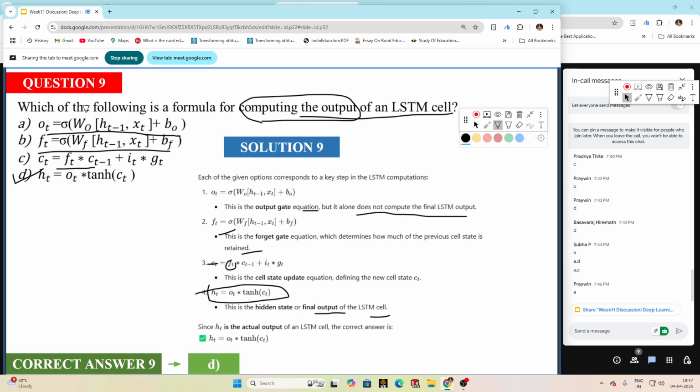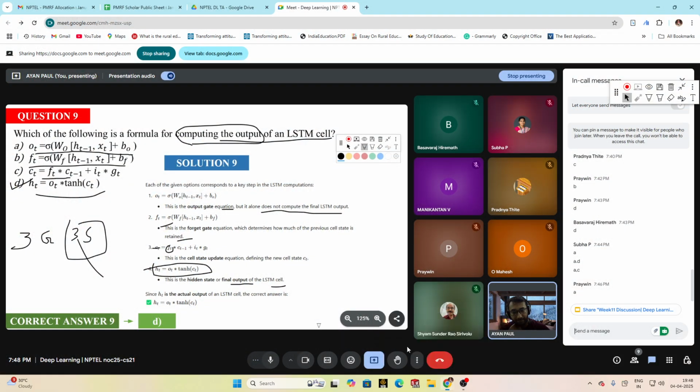This is the formula of the output gate, not the output state. You have to understand this: there are 3 gates, there are 3 states. Here it has been asked what is the formula of the output state, not the output gate. So the formula of the output state is this, option D. Is it clear? You just have to remember this thing about LSTM. I know LSTM is a big topic, but still you have to remember this.